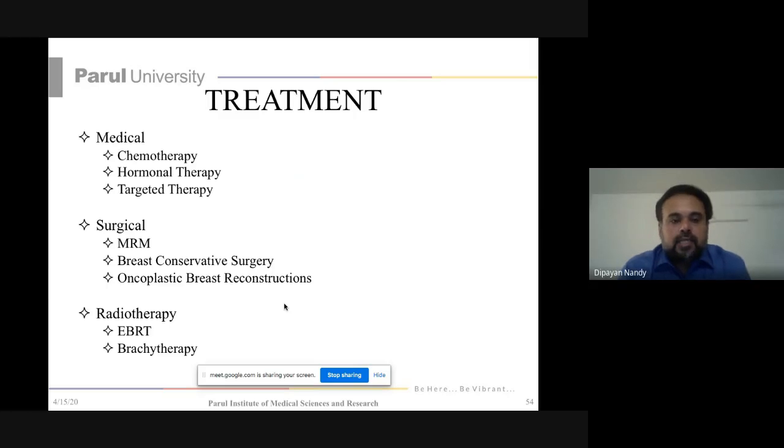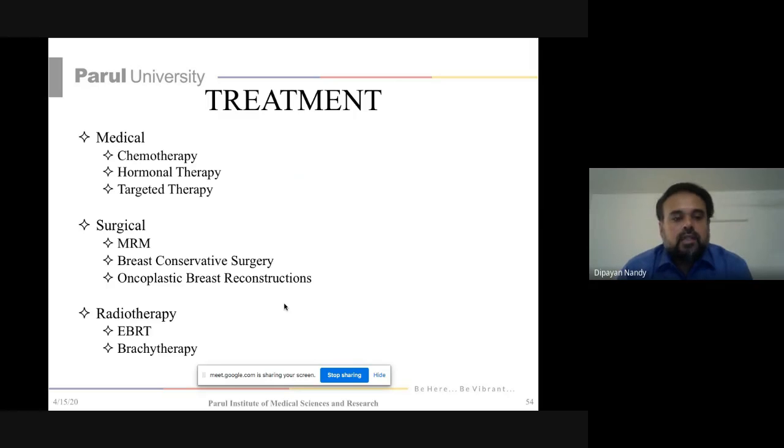Like the government has the Army, Navy, and the Air Force to fight their battles, we have these three: the medical, surgical, and the radiotherapy. These are our Army, Navy, and Air Force to fight any cancer in general, and especially in breast cancer, where it's a multimodality treatment. Medical management is basically nothing but chemotherapy, what is classically known as chemotherapy, and now, with the advent of newer agents like hormonal therapies and targeted therapies, which we will discuss later.